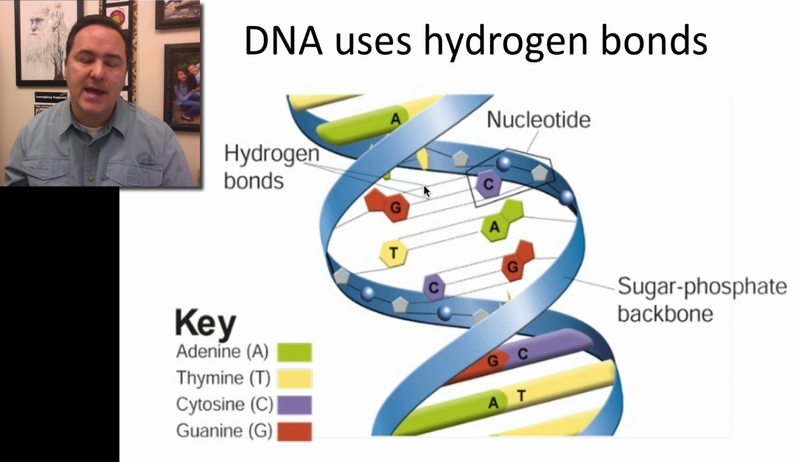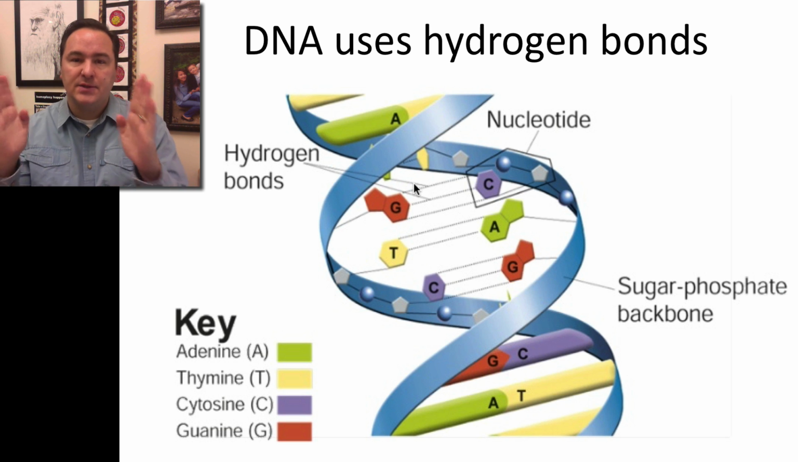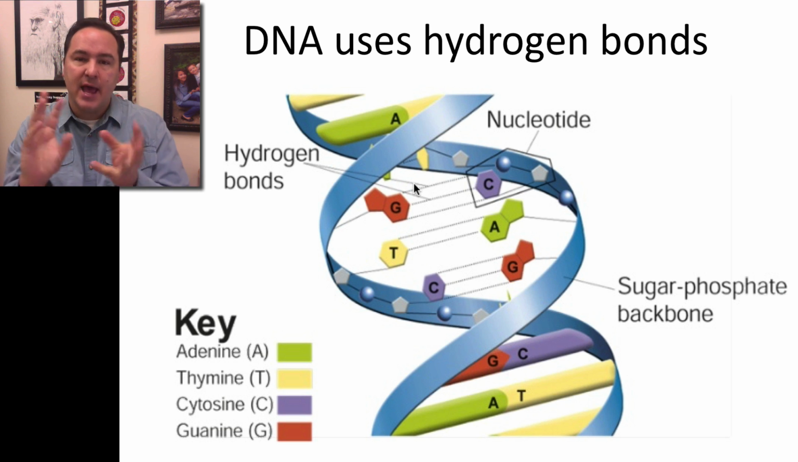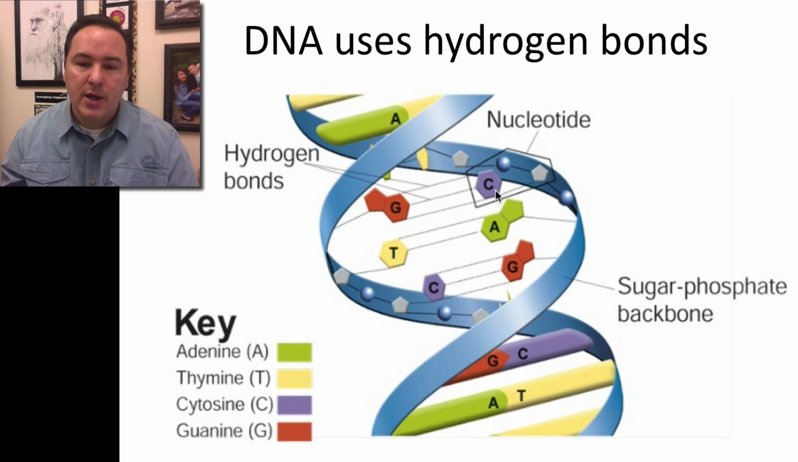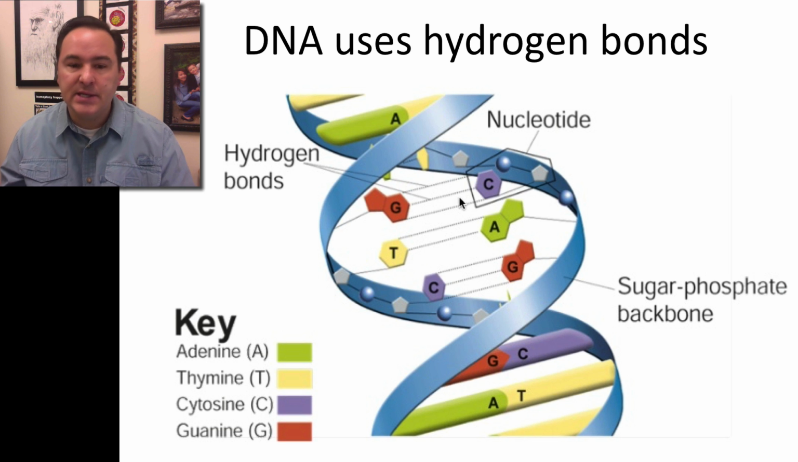Here's one such case. In the DNA molecule, the reason that the two strands stick together and then coil around each other is the complementary base pairing of the nucleotides. The G's are binding to the C's and the T's are binding to the A's because there are hydrogen bonds between those complementary nucleotides.